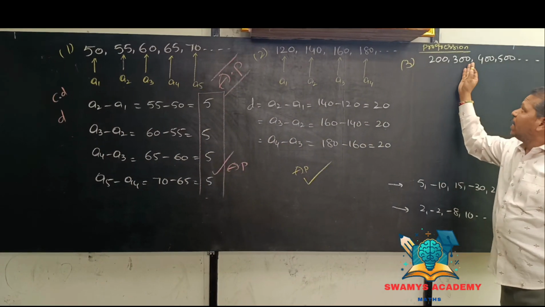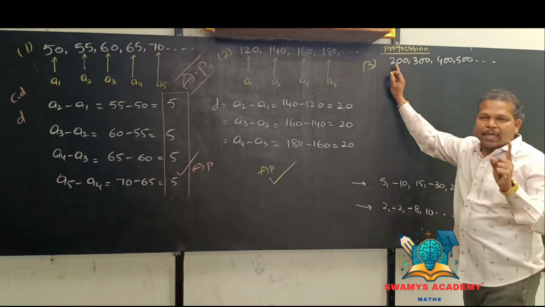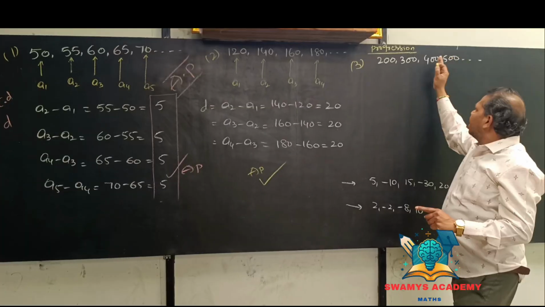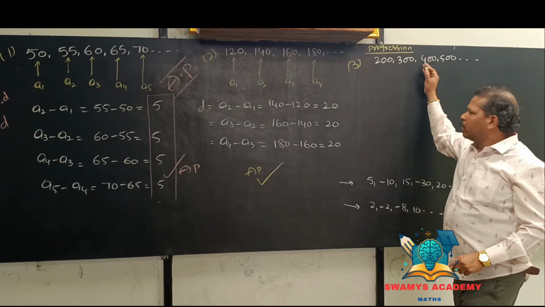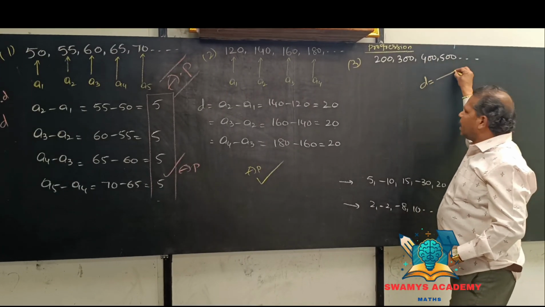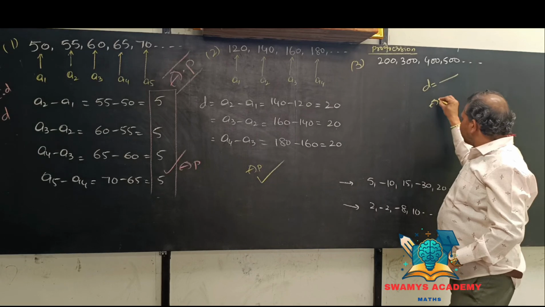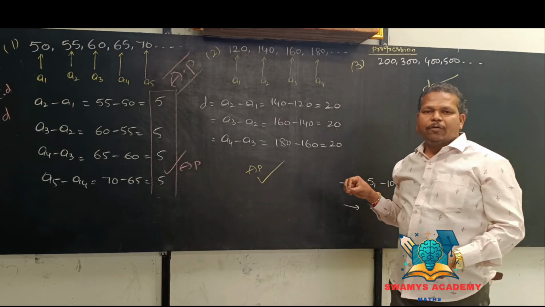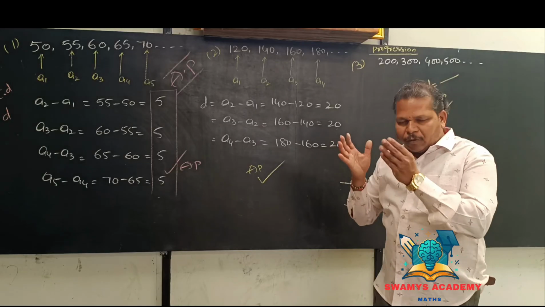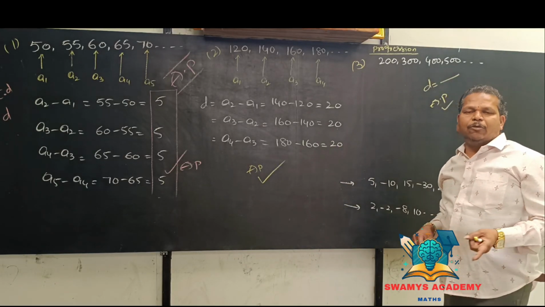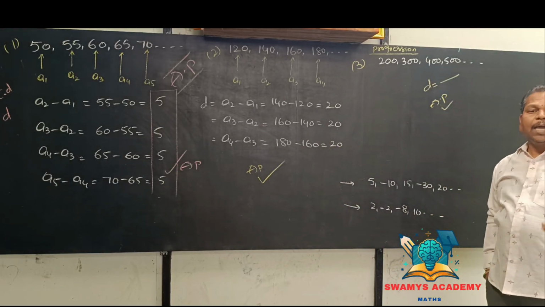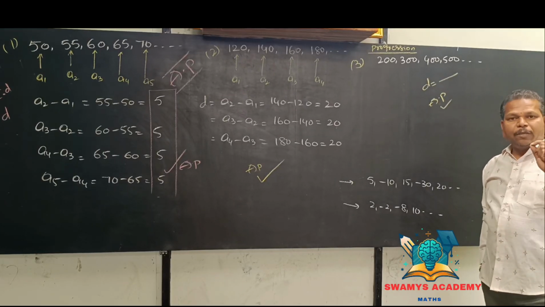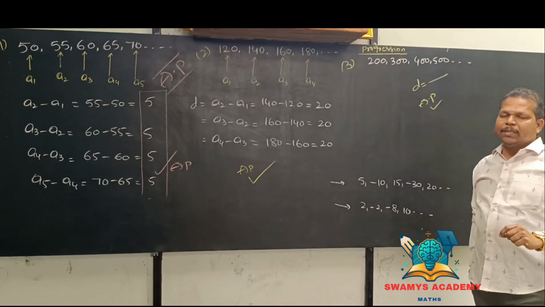Why? Because 300 minus 200 is 100, 400 minus 300 is 100, 500 minus 400 is 100. So we are getting the same common difference. That type of progression is called an arithmetic progression. Now we are discussing the arithmetic progression. What condition must be satisfied to become an arithmetic progression? The common difference in preceding order, except for the first term. So what is the D formula?